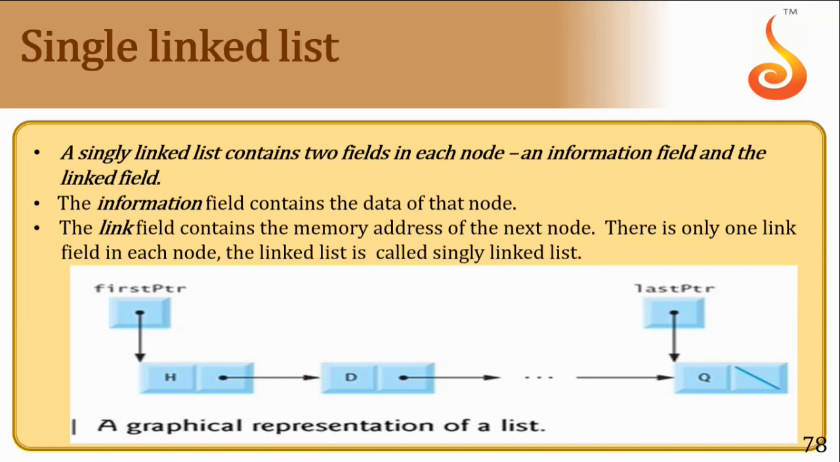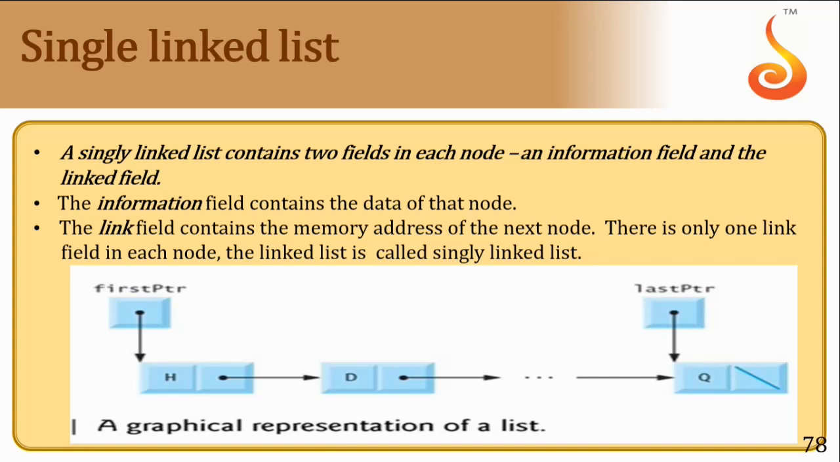For example, the first one is created at 100, and the second one may be created at location 10,000. It will be scattered wherever that many bytes are available at that point of time. So how will you link it? Because you need to traverse, right, one after the other.